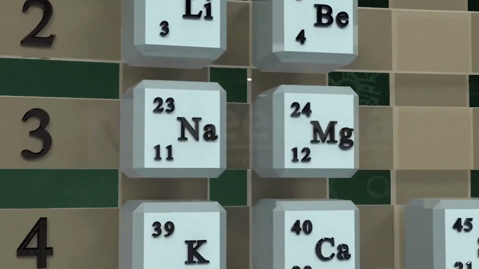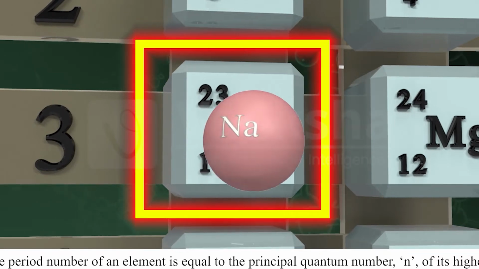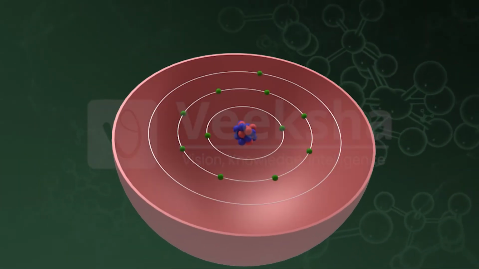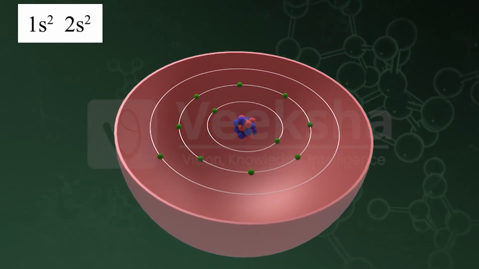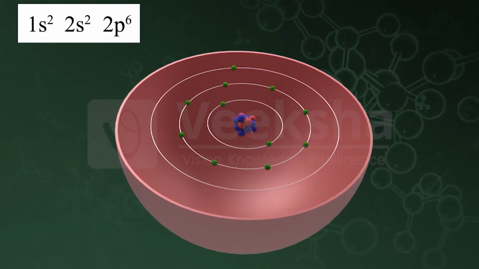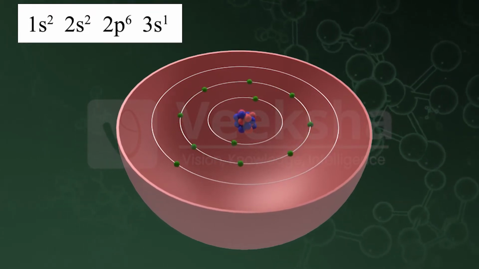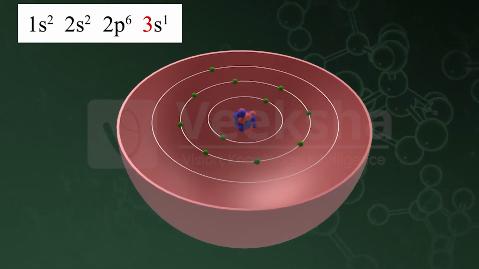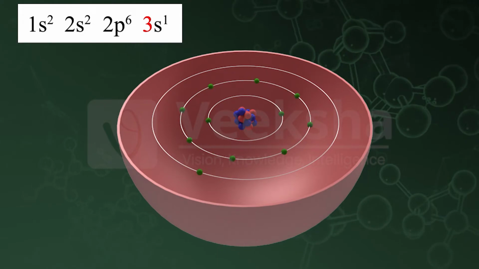Now, what do these periods and groups show? The period number of an element is equal to the principal quantum number, n, of its highest occupied energy level. For example, sodium has electronic configuration 1s2, 2s2, 2p6, 3s1. The principal quantum number of its highest occupied energy level is 3. Thus, sodium belongs to period 3.